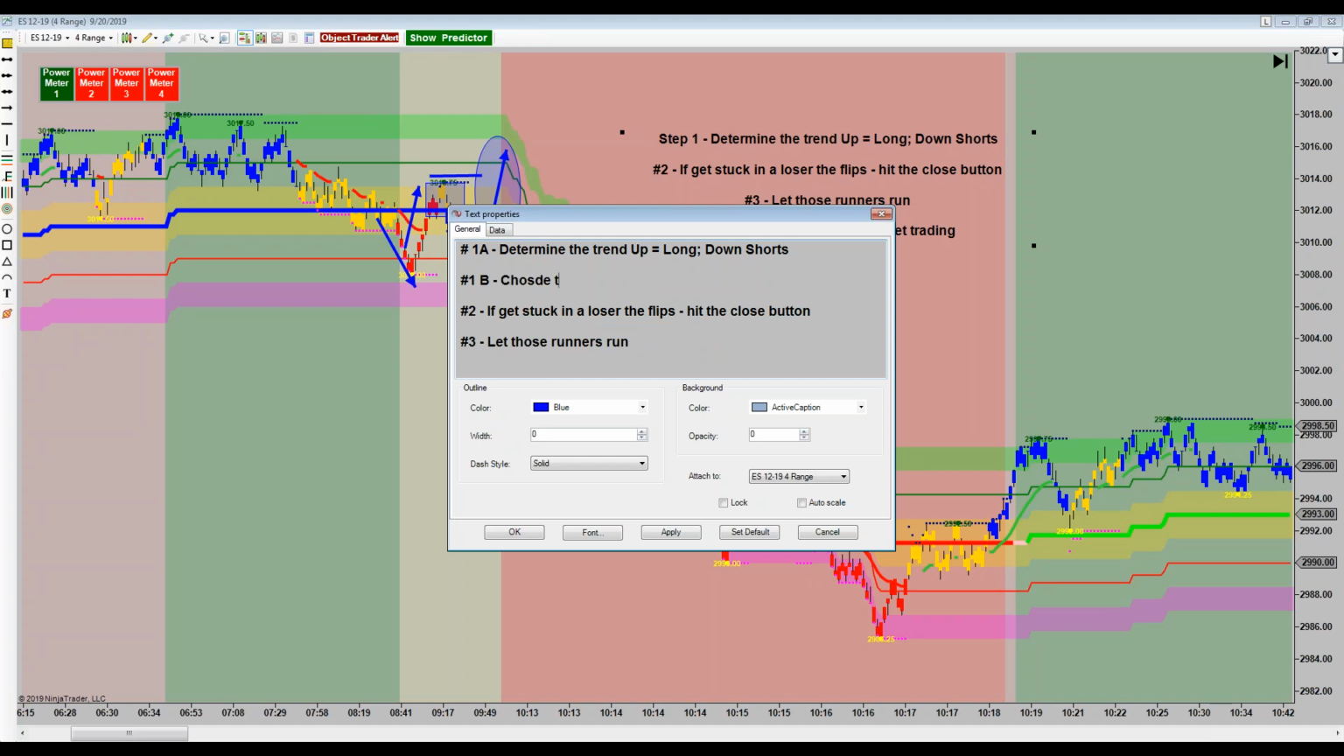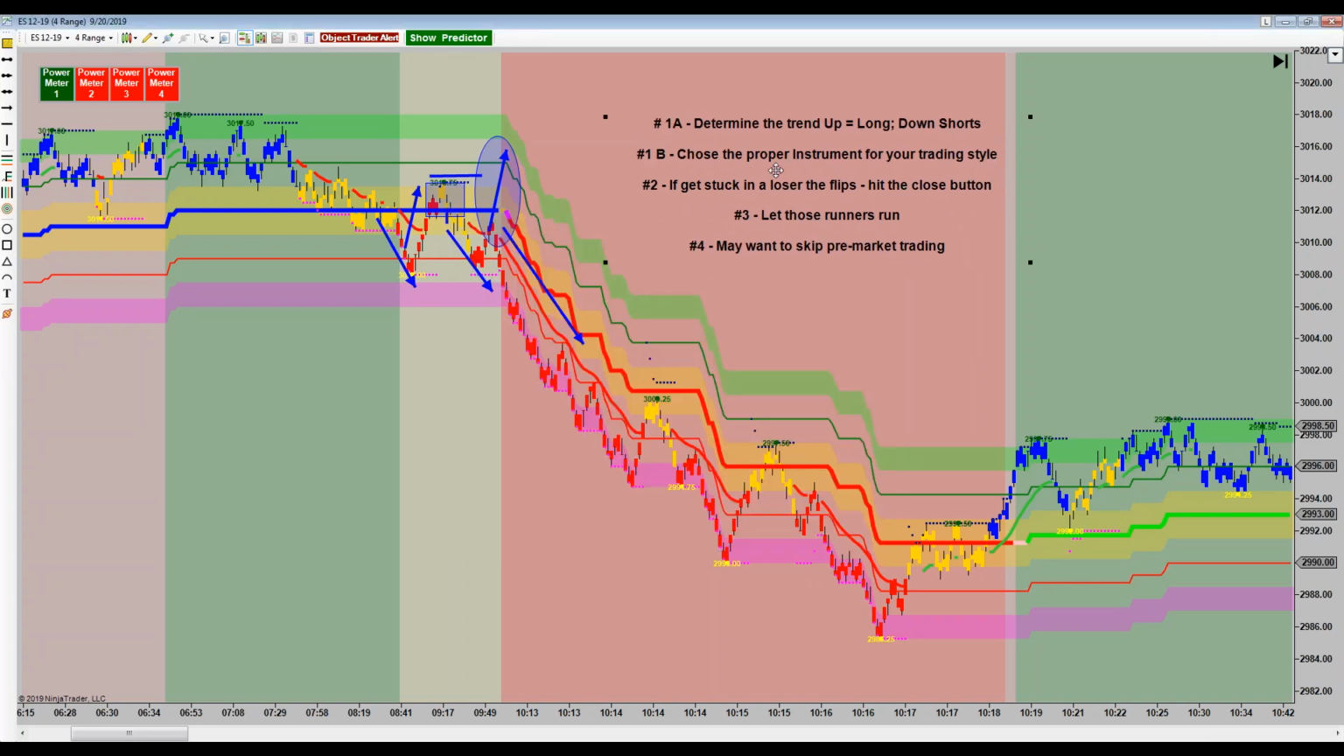Choose the proper instrument for your trading style. You know, I hear all the time, I'm sure everybody hears this once in a while, you know, I've been trading, I'm just going to pick an arbitrary instrument, I've been trading gold. Been doing it for several weeks. I don't know what it is, but I just can't seem to make a profit trading that gold.